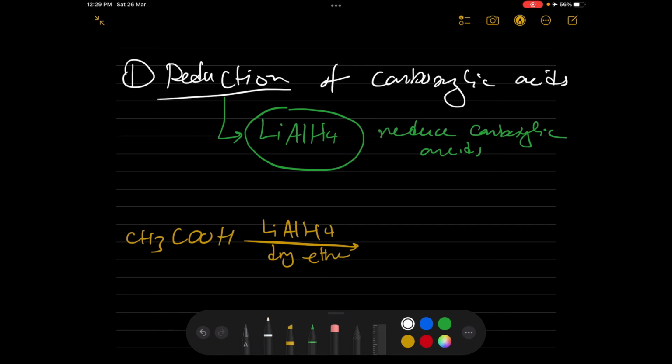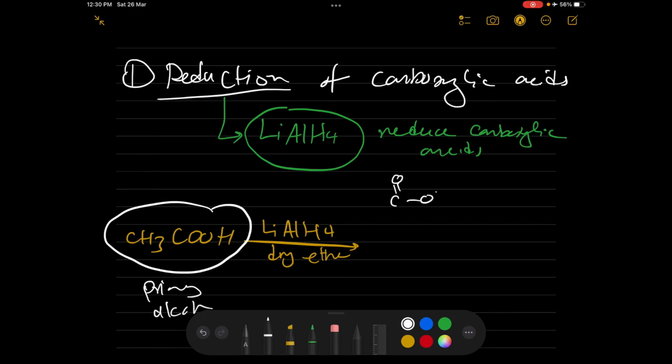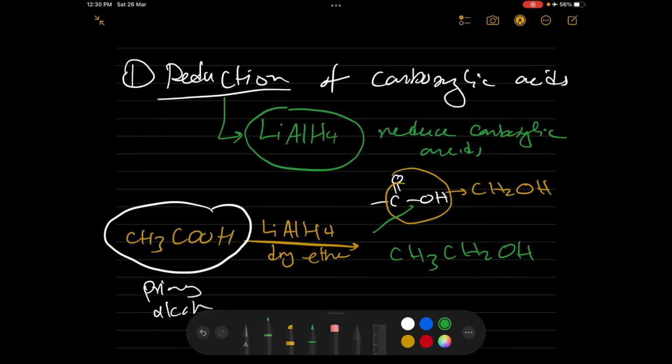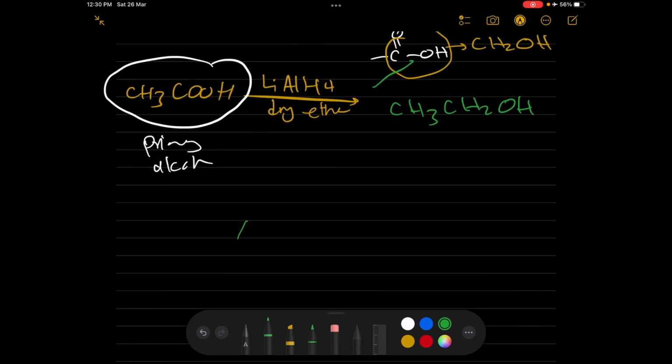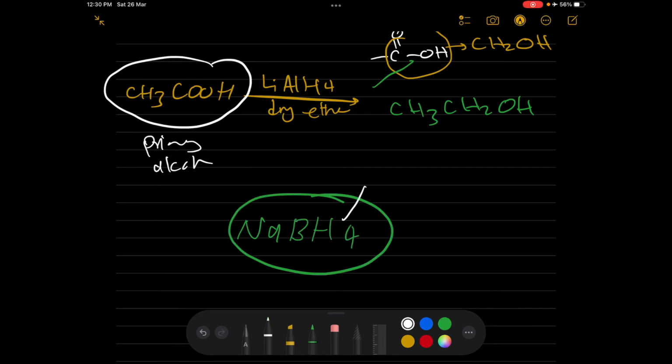You will change this to a primary alcohol. Okay, so the C double bond OH will change to CH2OH, and then you will write the compound as it is. So we will write CH3, and we change the C double bond OH to CH2OH. So this is the primary alcohol that you have. Put in your mind, we have another reducing agent, NaBH4. This is not enough to reduce carboxylic acids. It can reduce only ketones and aldehydes.